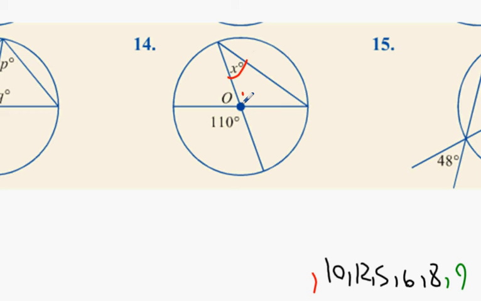Why is that 110, Aaron? Use the words. Why is it 110? There's a word. Vertically opposite. Very close. Okay, vertically opposite angles. Everybody alright with that? What type of triangle is the top one?